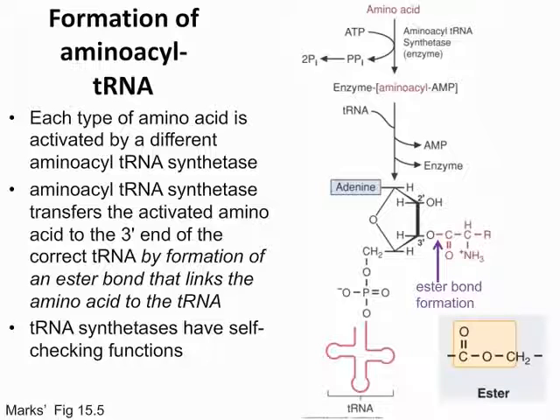So to recap, you have a tRNA and you have an amino acid. How do we get that amino acid bound to the tRNA?